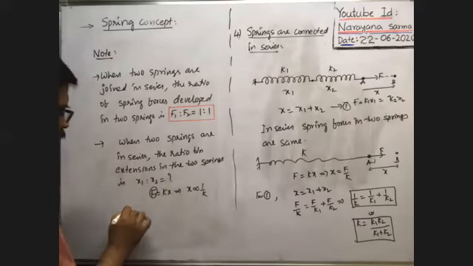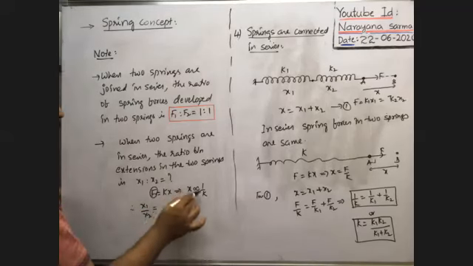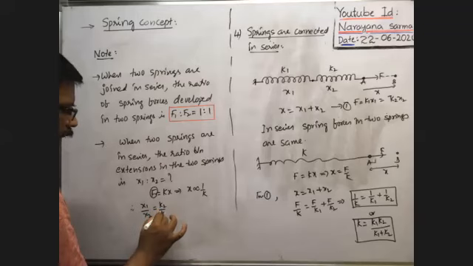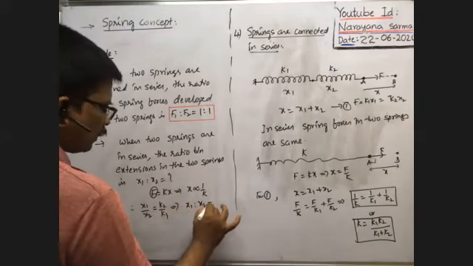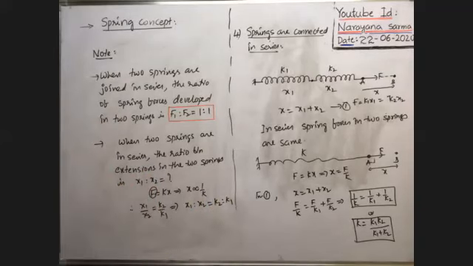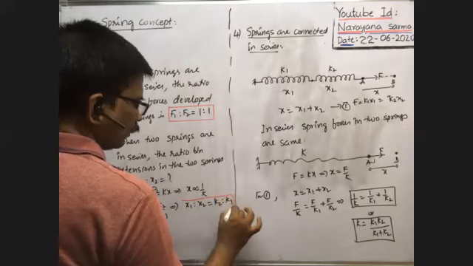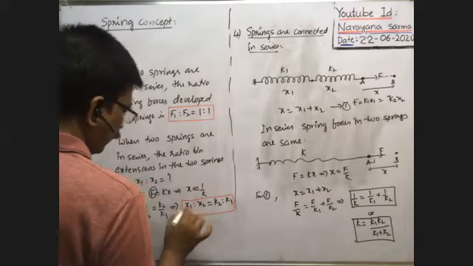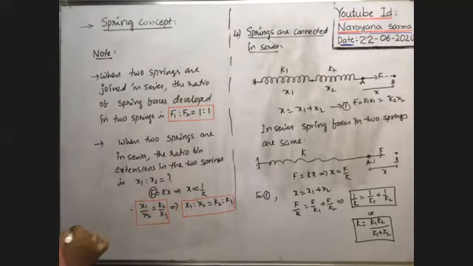Therefore, the ratio between the extensions in the two springs, as it is an inverse relation, is X1 is to X2 equal to K2 is to K1. That means the ratio between the extensions of these two springs, whenever they are connected in series, is in the inverse ratio of their spring constants. This is also very, very important. Okay. Next.